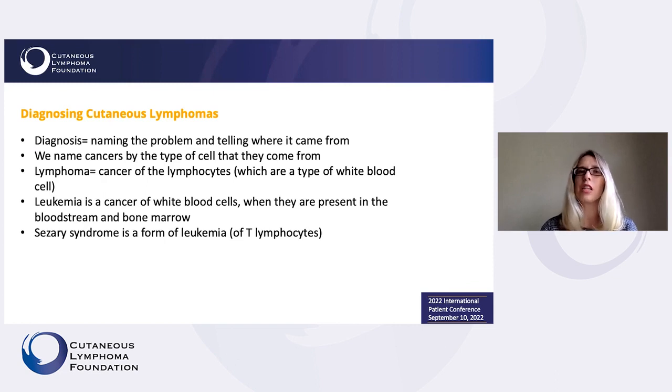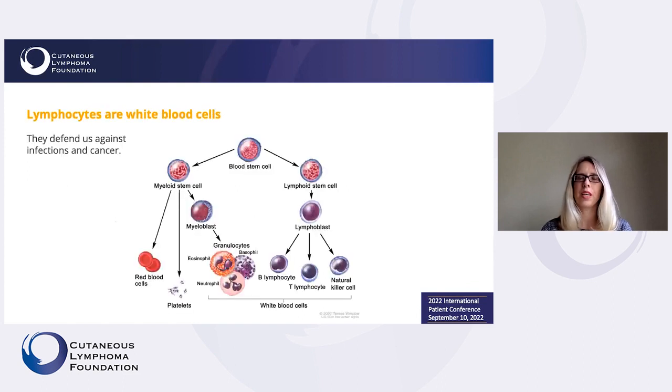I also want to mention that leukemia, which you may hear me mention as well, is also a cancer of white blood cells, but this occurs when the abnormal white blood cells or cancer cells are present in the bloodstream or bone marrow. Sézary syndrome, which you'll also hear more about today, is a form of leukemia of the T lymphocytes. So as I mentioned, lymphocytes are a type of white blood cell. White blood cells are part of our body's natural defense against infections and cancers.